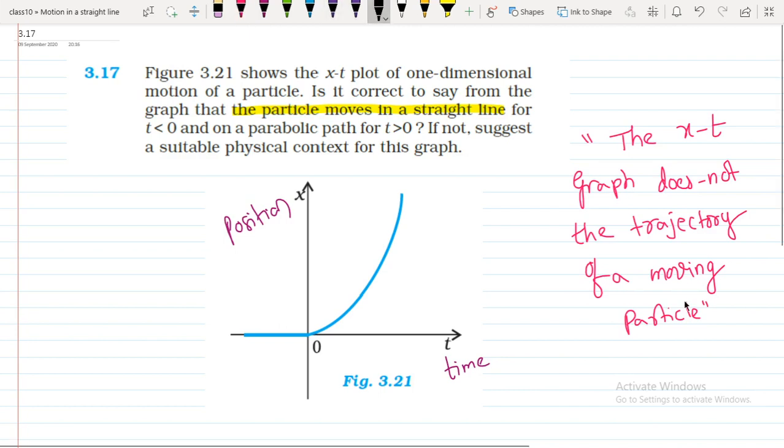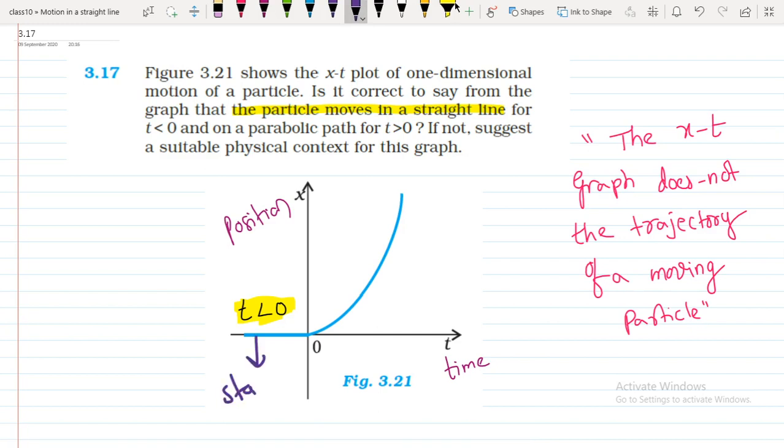Because the problem comes here, you can see time less than 0. So first of all, what does it mean that time is less than 0? Time may be 0 if you take the initial position as 0, but less than 0 means here it does not start. So that is the meaning of that.